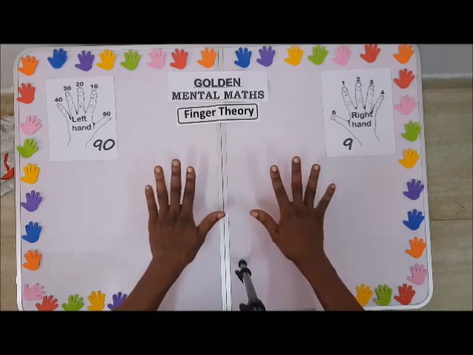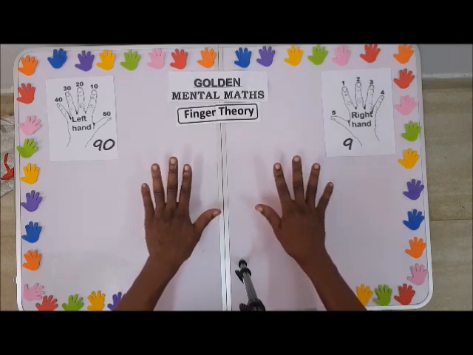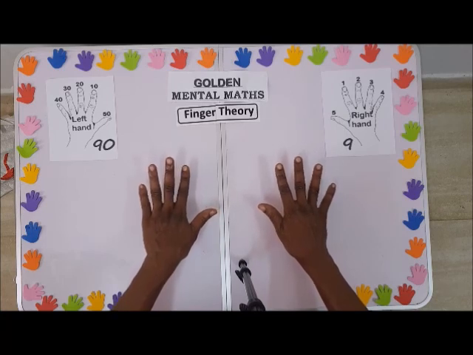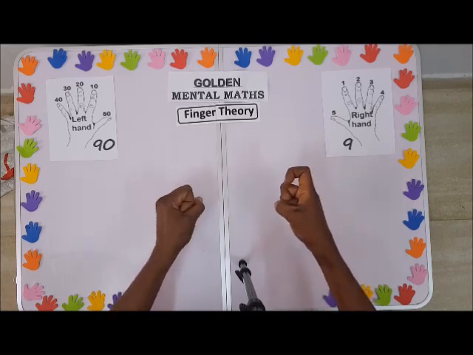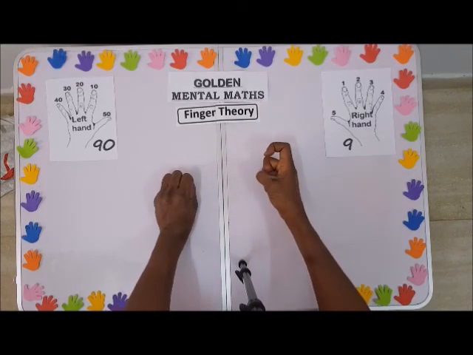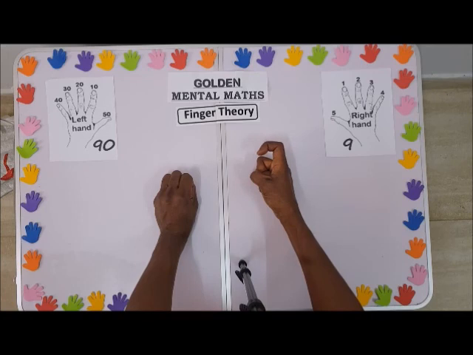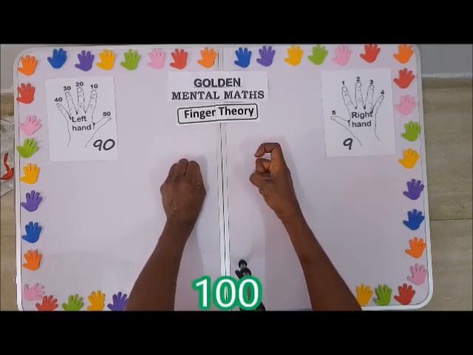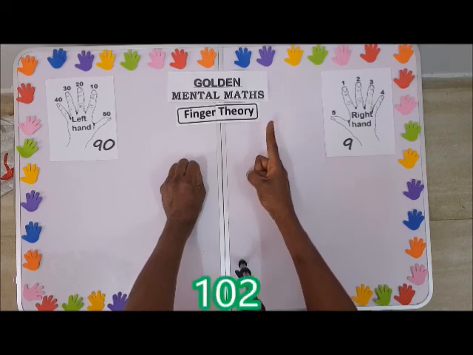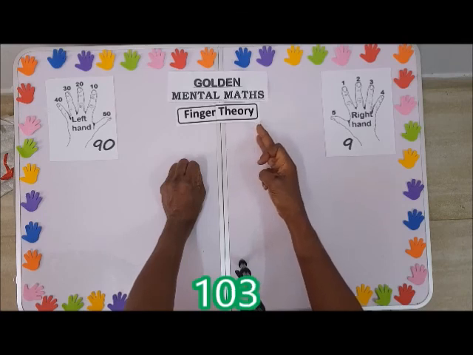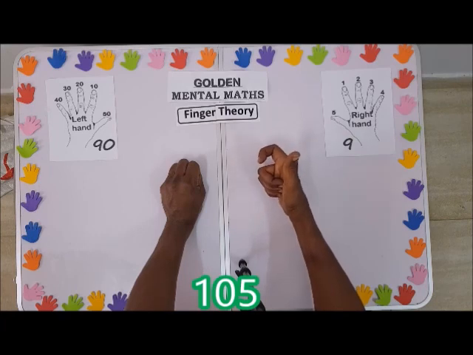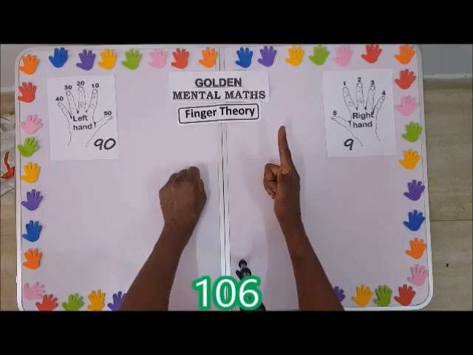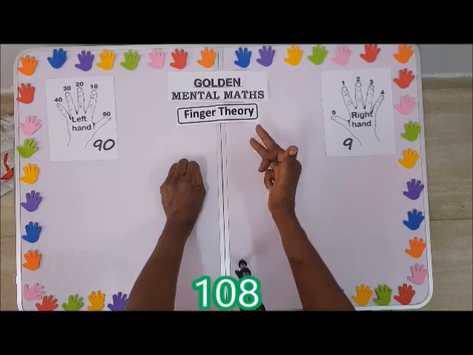99. This is 99, so 99, 100. I've turned the right hand 90 degrees, 100. So we have 101, 102, 103, 104, 105, 106, 107, 108, 109.